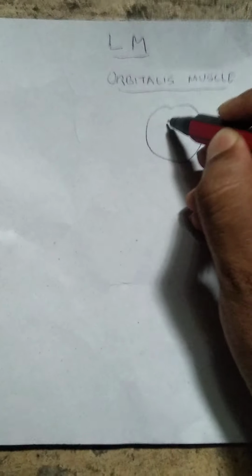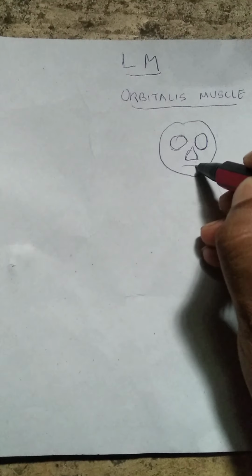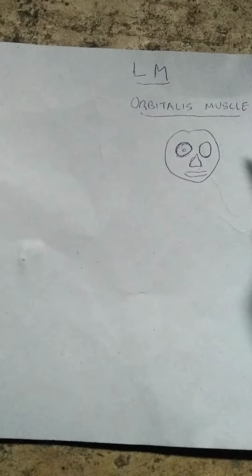Now what is this orbit? In the skull, we have two bony sockets like this. That's called the orbit. This is the nasal aperture, and this is the oral cavity. The orbit has a conical structure. The base is towards the anterior plane and the apex is towards the posterior plane. So this is the orbit in three dimensions, a conical structure like this.